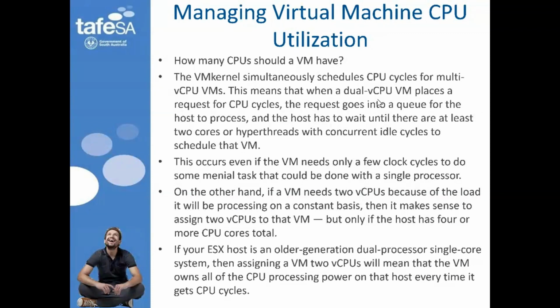All right, so on the other hand, if a virtual machine needs 2 virtual CPUs because of load, it will be processing on a constant basis, then it makes sense to give it 2 virtual CPUs, but only if the host has 4 or more. If the host only has 2, then it's very low likelihood that you'll get both of them free. If your ESXi host is an older generation, dual processor or single core system, then assigning a VM 2 virtual CPUs will mean that that VM owns all of the CPU processing power on that host every time it runs a cycle. So these are things to consider.